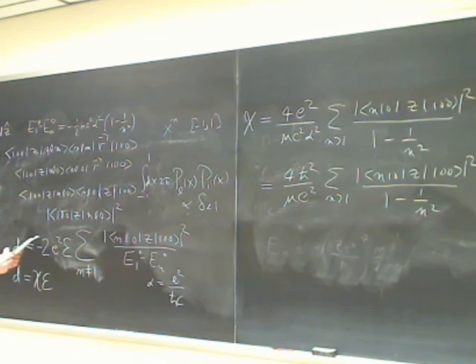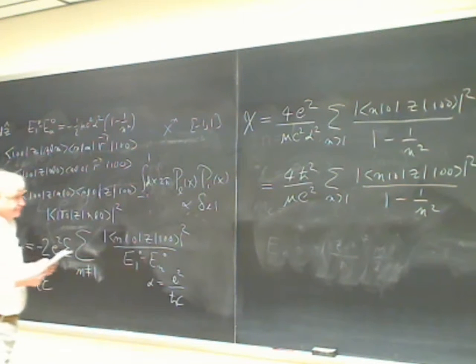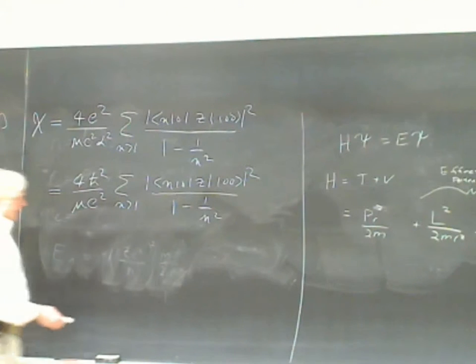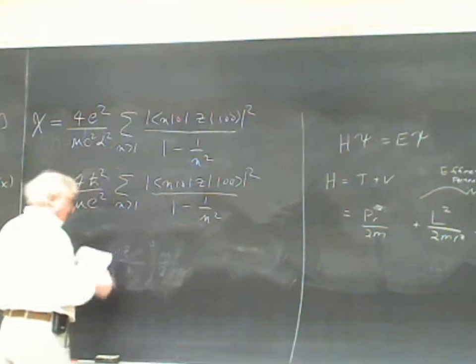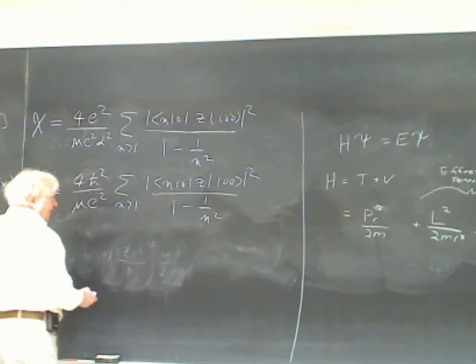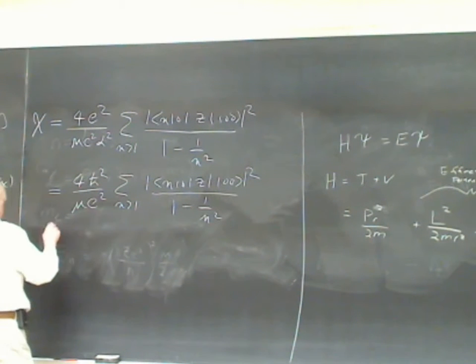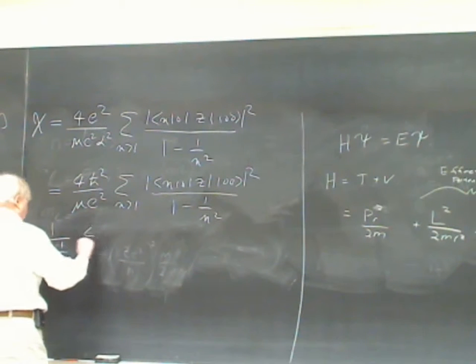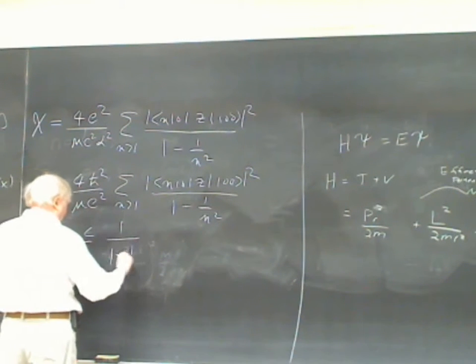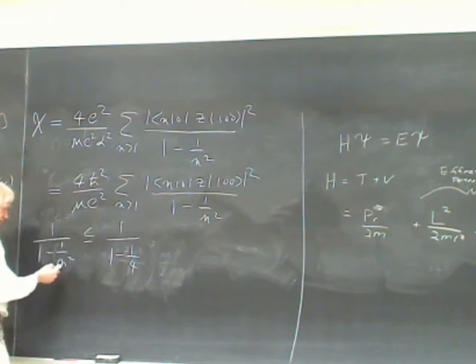All right, the next point is to say, well, we don't really need to compute this thing. You can get an upper bound on this. And so what we do is we say 1 over 1 minus 1 over n squared is less than or equal to 1 over 1 minus 1 over a quarter. In other words, n equals 2. If you go to n equals 3, then this thing becomes closer to 1.